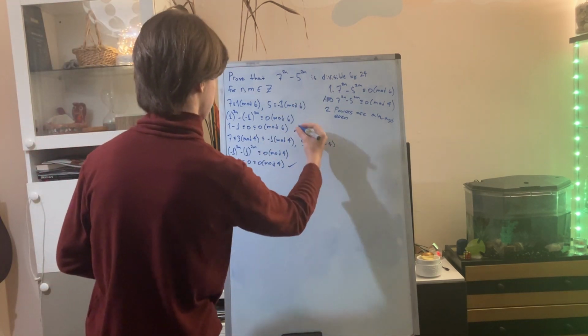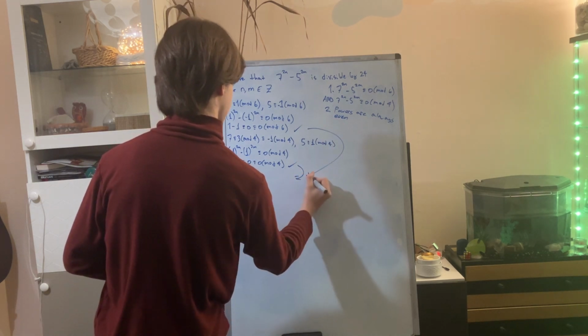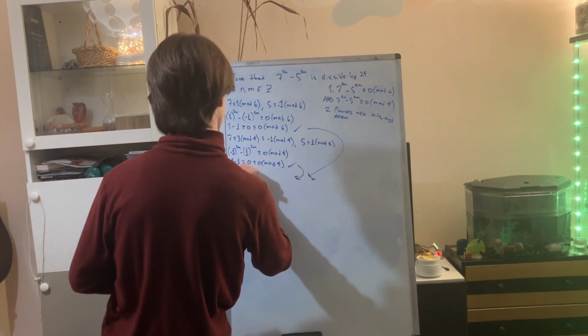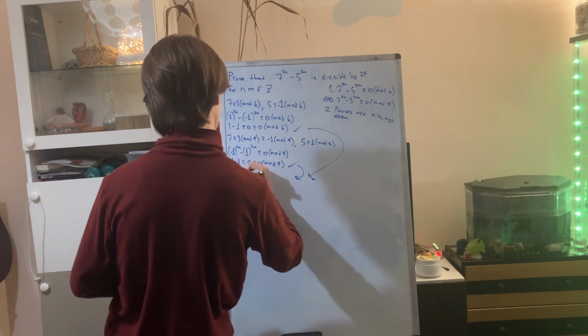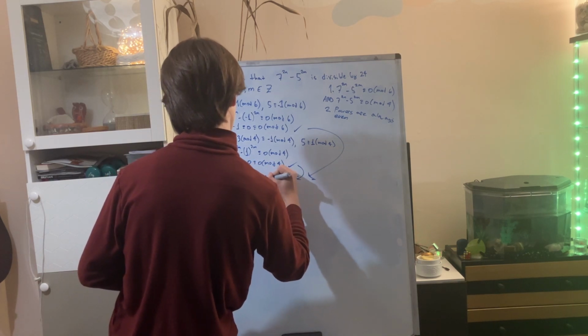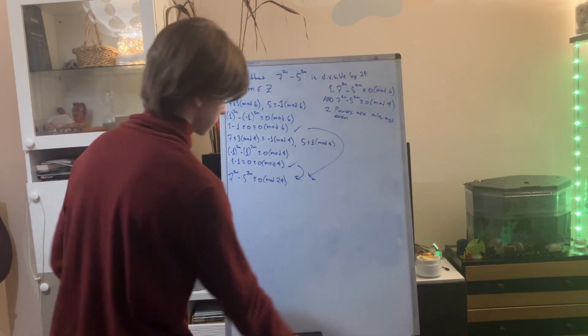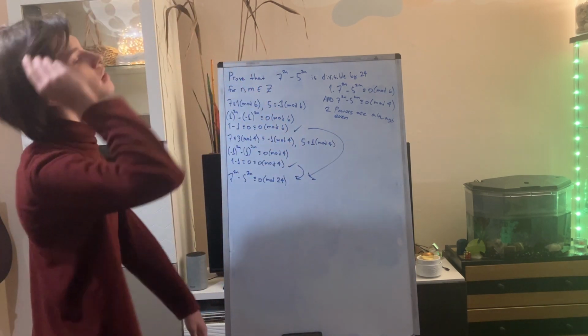So, from these two proofs, we can say that 7 to the 2n minus 5 to the 2m is congruent to 0 mod 24, which is what we had to prove. And that is it.